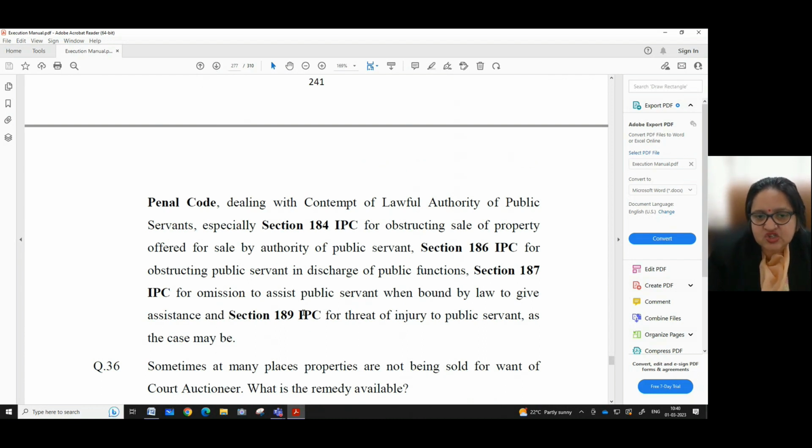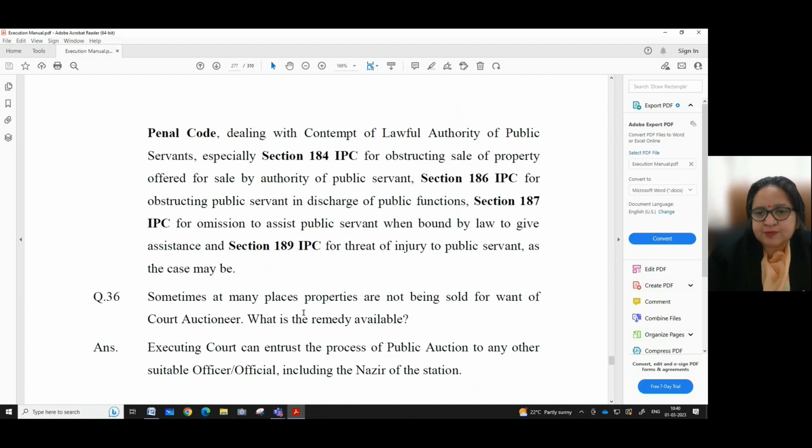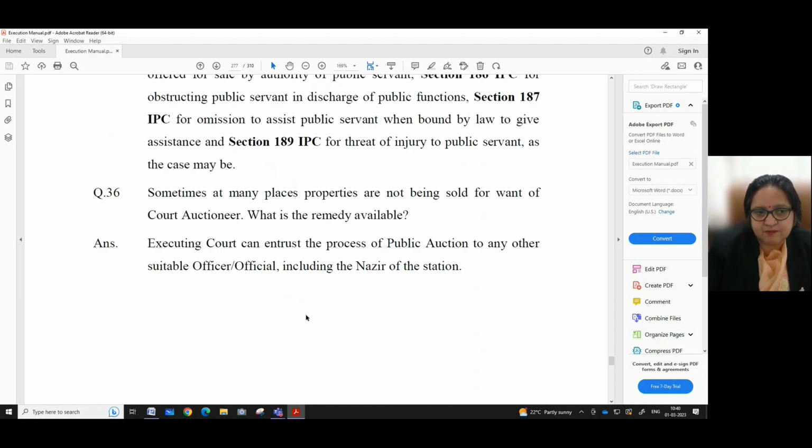servants, especially Section 184 IPC for obstructing sale of property offered for sale by authority of a public servant, Section 186 IPC for obstructing public servant in discharge of public functions, Section 187 IPC for omission to assist public servant when bound by law to give assistance, and Section 189 IPC for threat of injury to public servant as the case may be.